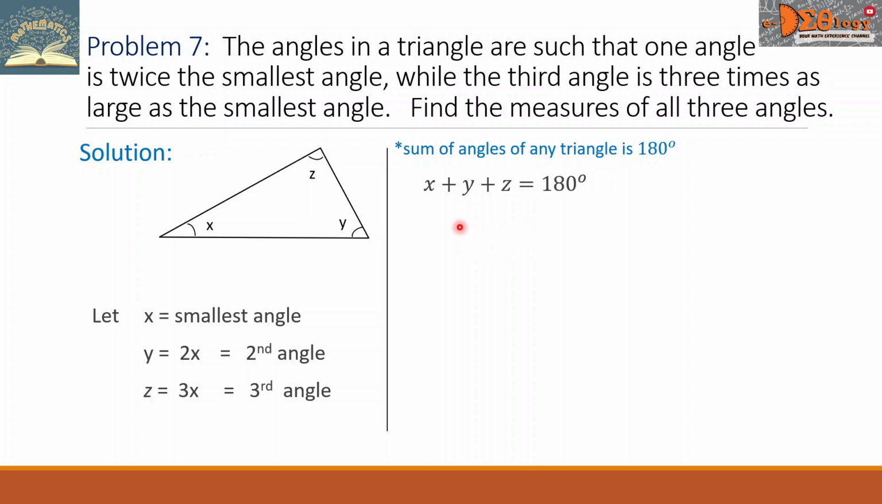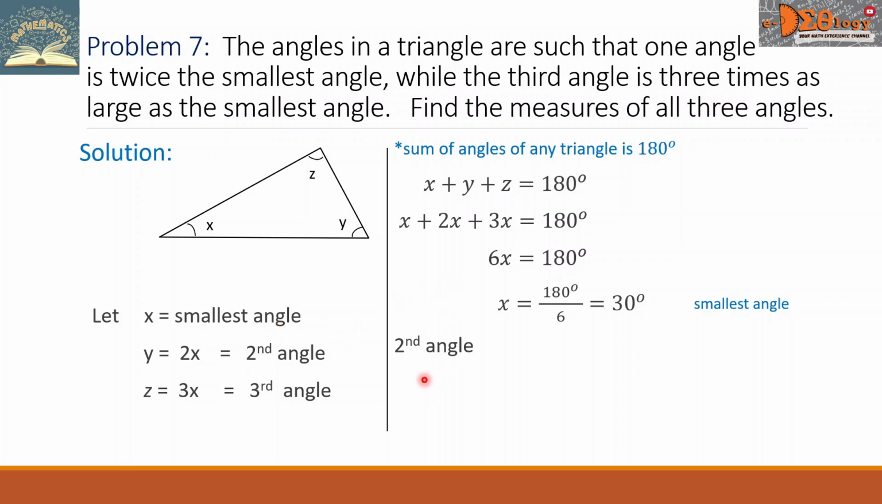Now we substitute the value of y and z based on the value of x. That means for the y, we write 2x. For the z, we write here 3x. Now let us simplify. The left side, we combine x plus 2x plus 3x. That is 6x equals 180 degrees. We solve for x. 180 degrees divided by 6 equals 30 degrees. This is x, or the smallest angle.